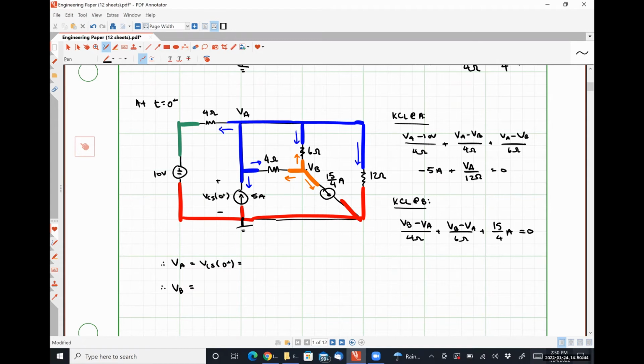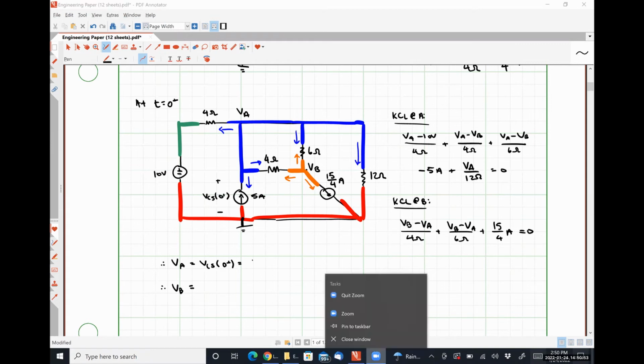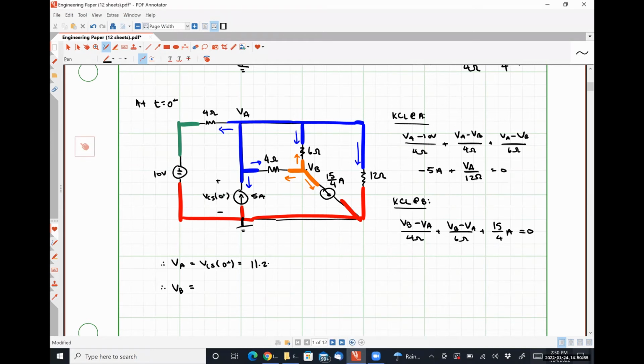I believe the answer is supposed to be 11.25, but verify it if you don't mind. .25, thank you. Anybody have any questions regarding the analysis that we've done here at t is equal to 0 plus?